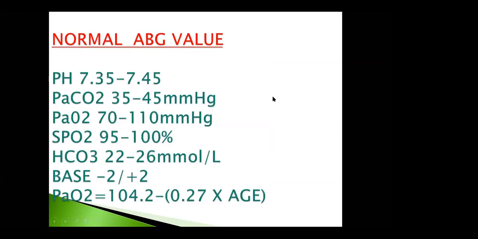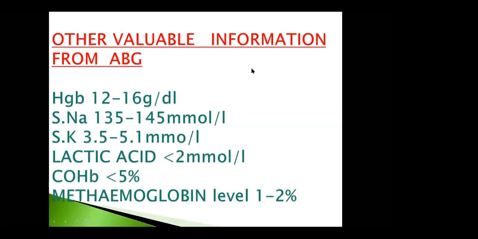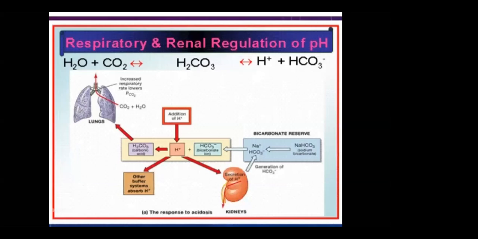On the screen, you can see the normal values of ABG, which are important to memorize, as knowledge of normal values will give a clue about abnormal readings of ABG. From ABG, we can also get other information such as hemoglobin level, serum electrolytes, lactic acid, carbon monoxide, and methemoglobin levels.